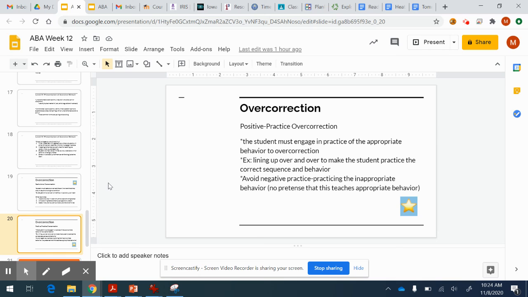There is no indication that negative practice works well. It does not work to teach appropriate behavior. So we want to make sure that when we are practicing overcorrection, when we're doing that positive practice, that we're only practicing the appropriate behavior.